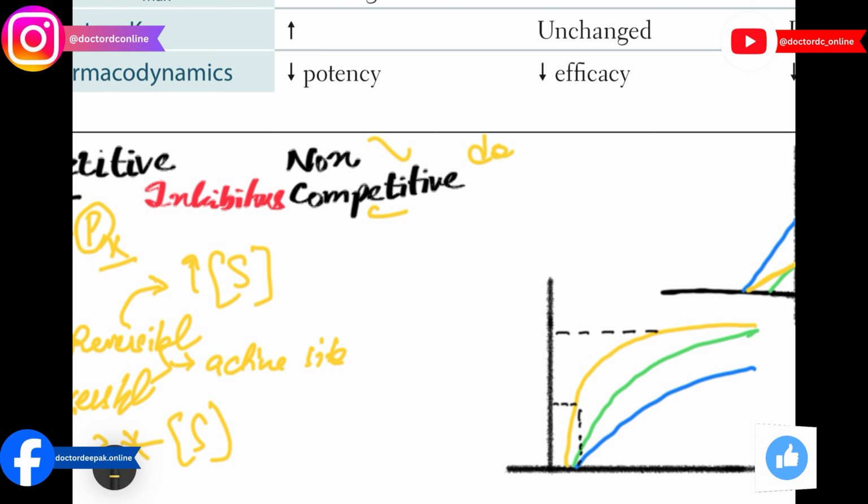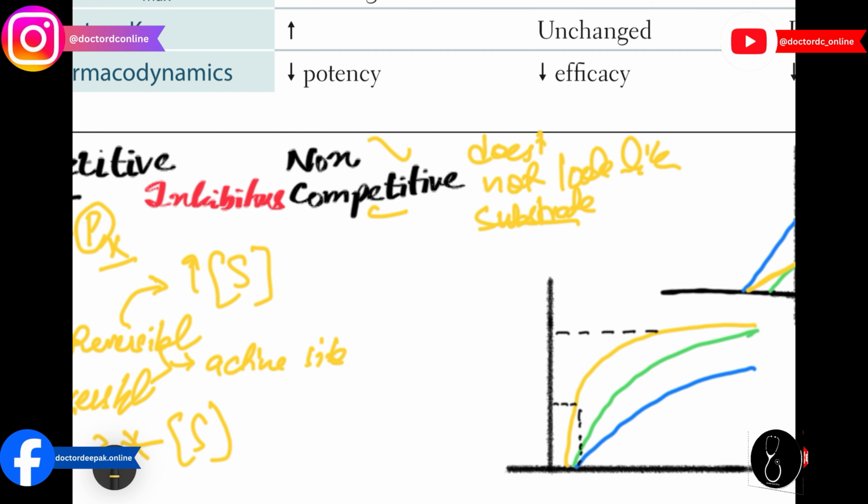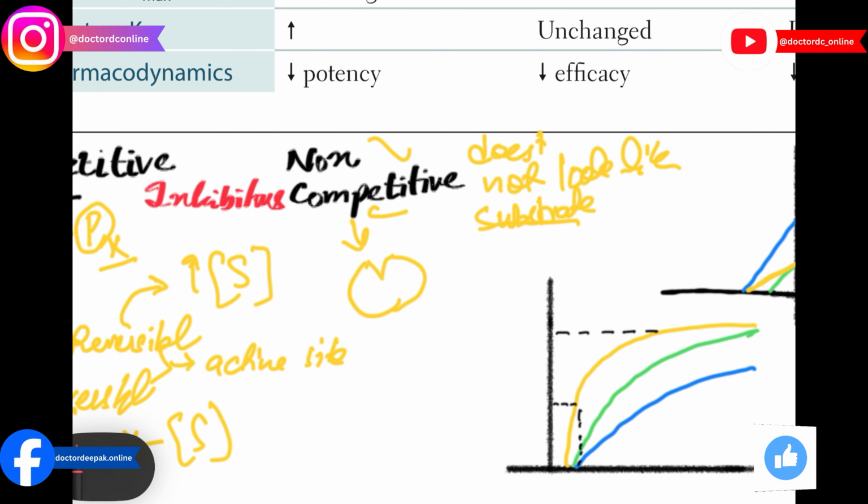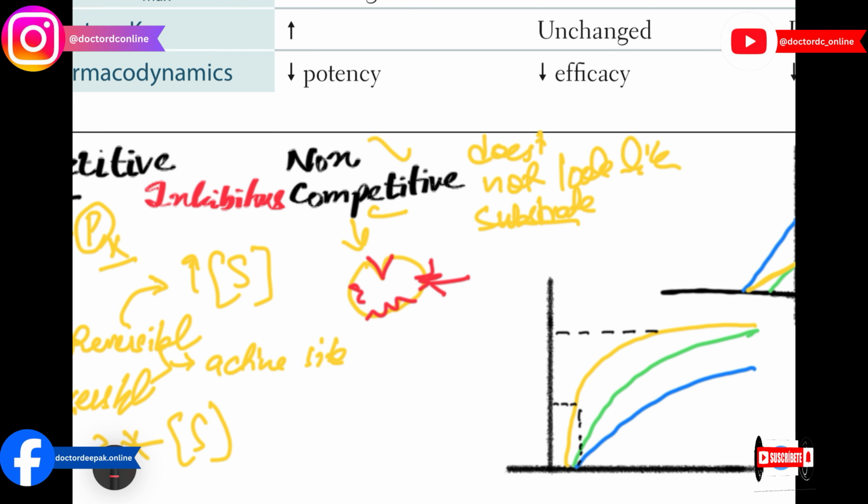This inhibitor does not look like the substrate. And secondly, these inhibitors can be attached at any site of the enzyme. It could be the active site, it could be an allosteric site, any site. Whenever the inhibitor is attached to the enzyme, the shape of the active site changes, and no substrate will become attached to it. So the activity of the enzyme will be reduced.